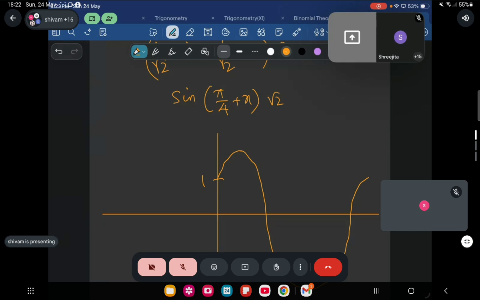Okay. So let us understand what the discontinuous points are. First of all, pi by 4. Can you understand?